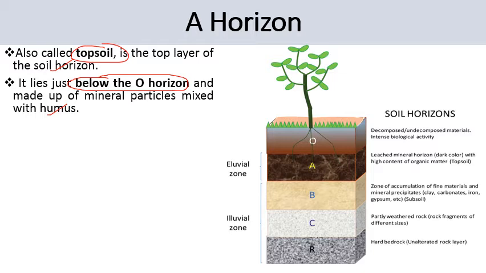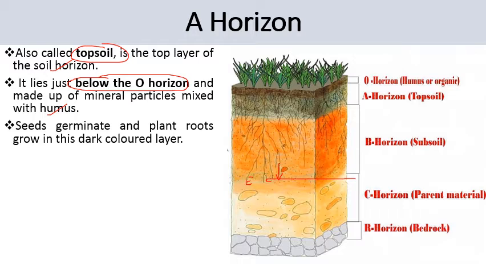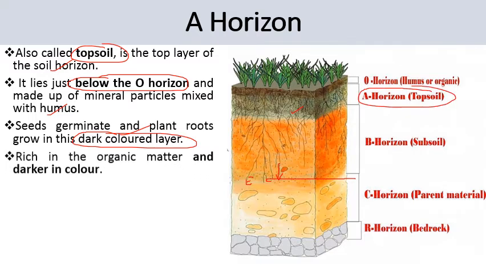जो A horizon होता है इससे जो material है और minerals हैं वो leach होते हैं नीचे की तरफ along with clay. So there is a junction between A and B horizon which is lighter in color and that junction is known as E horizon. So seed germinate and plant roots grow in this dark colored layer. So seed germination or जो roots growth होती है that occurs in this A horizon that is known as topsoil also. This layer is rich in organic matter and darker in color.